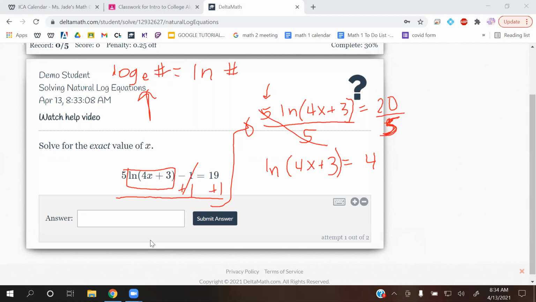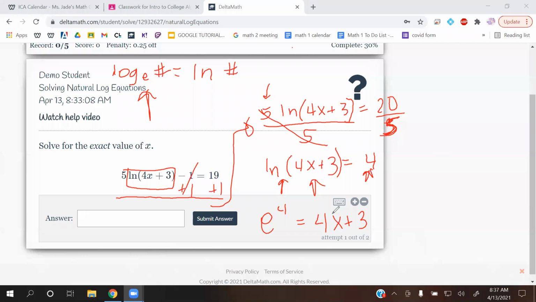So we're going to rewrite this in exponential form. So knowing that our base is e, even though you don't see it, it's a base of e. So e to the power of 4, trying to point at my exponent, e to the power of 4 is equal to 4x plus 3, the value. Okay, now before I move on, are there any questions up until here?